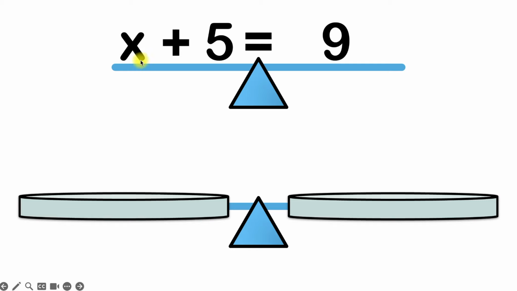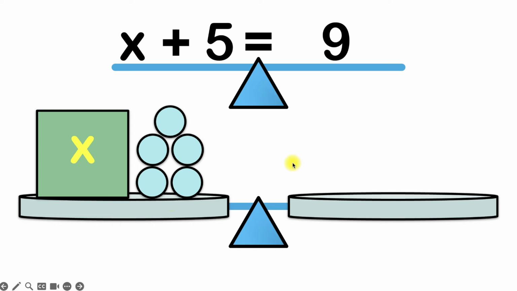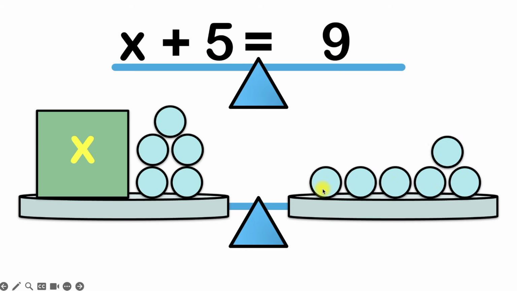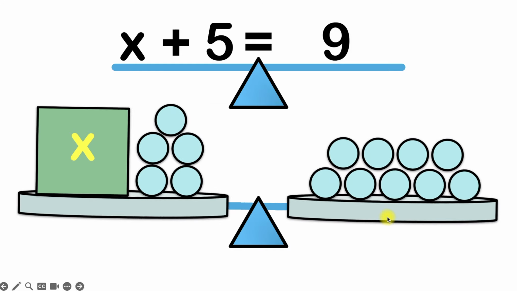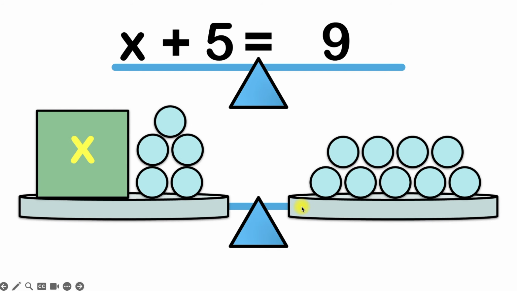We don't know what x is, so let's use a box to represent that. And we'll use marbles in this example. So next to this x, I'm going to add 5 marbles. And on the right side, I want to have 9 total marbles. Remember, we want the equation to be perfectly balanced. We don't want it to tip to the right. We don't want it to tip to the left. We want it to stay completely level. So for that to happen, the left side and the right side must be exactly the same.